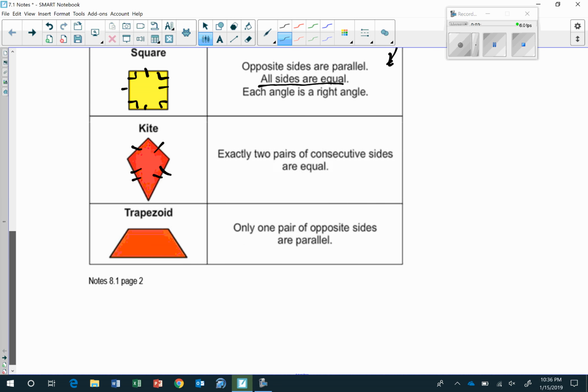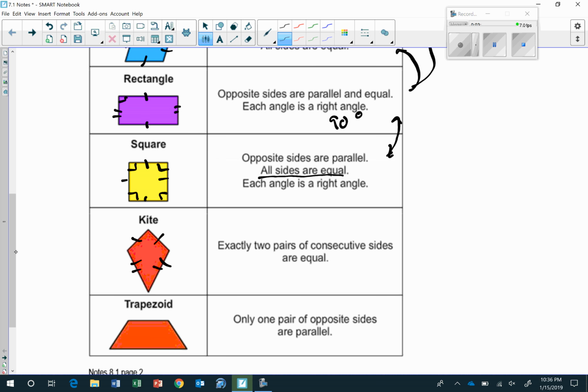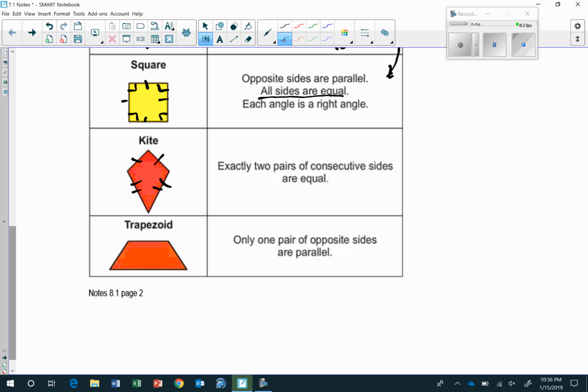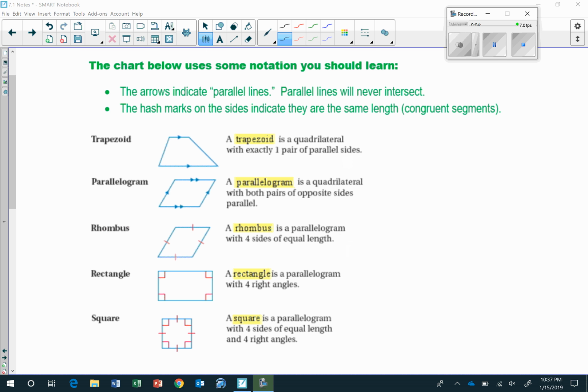And then the last one is a trapezoid. For a trapezoid, it says only one pair of opposite sides are parallel. Remember we said parallel means that they're never going to intersect. The way that we show that sides are parallel is we draw what look like little arrowheads. That says that this top line and the bottom line are parallel. If you look, the sides are not parallel. If we kept going, eventually they would intersect. So for a trapezoid, you only have one pair of opposite sides being parallel. But again, all of these are quadrilaterals. All of them have four sides.